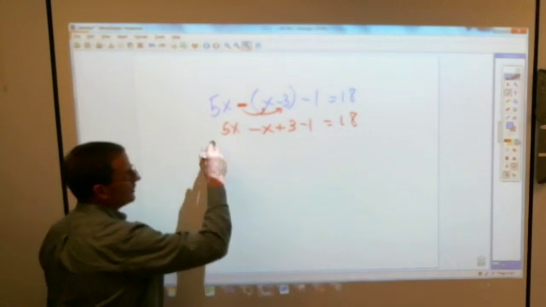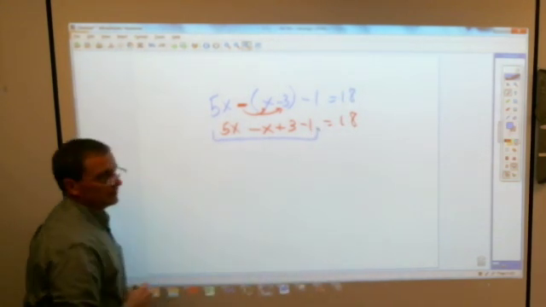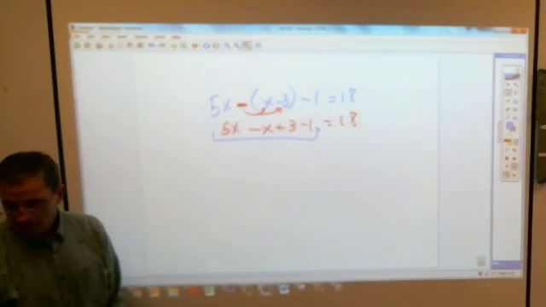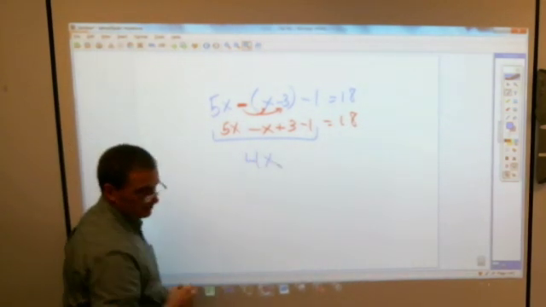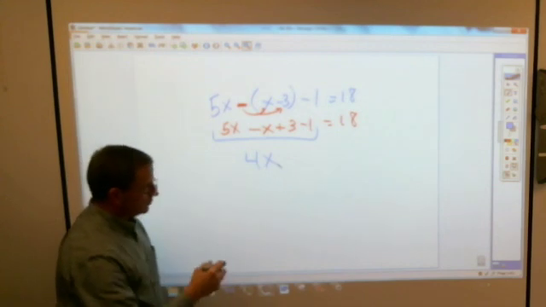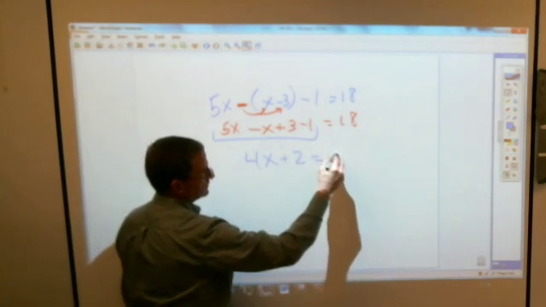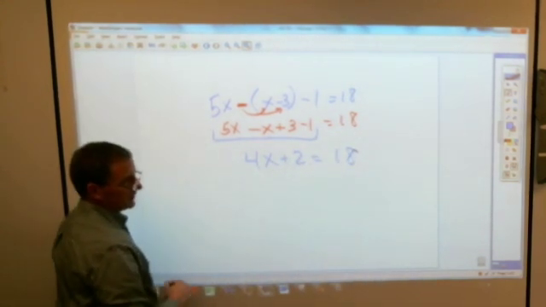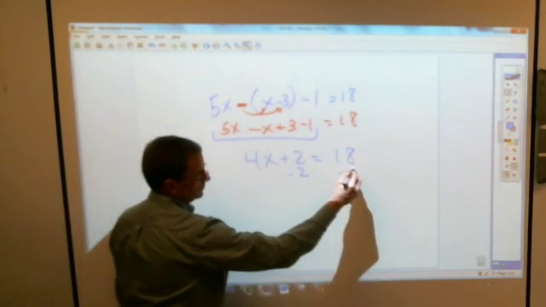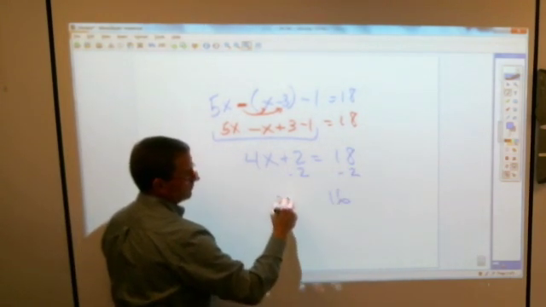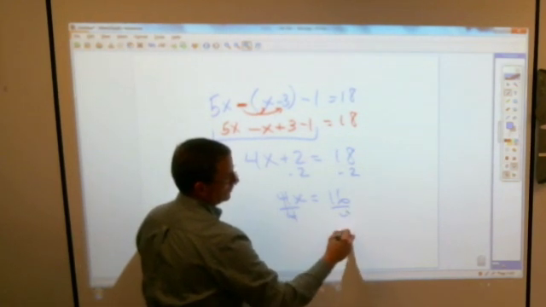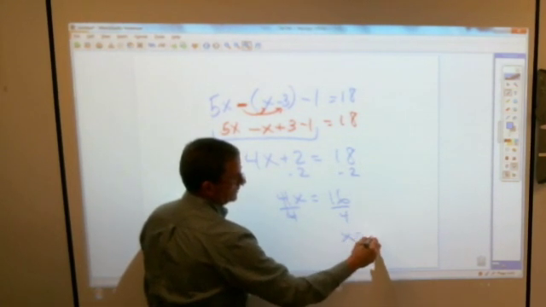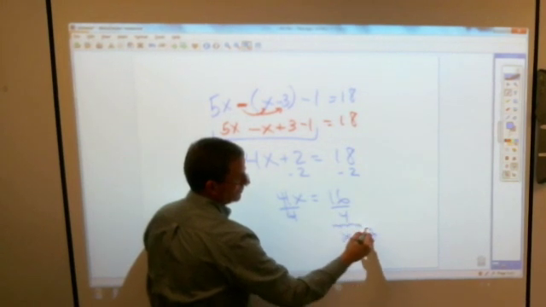So I have to combine what I can on the left side. Brant, what do I get if I combine stuff on this side? What is 5x minus x? Congratulations. And what is 3 minus 1, Brant? 2. And that equals 18, and then I'm kind of back where I was in that last one. Subtract my 2, subtract my 2, I get 16. 4x equals 16, divide by 4, divide by 4, x equals 4.